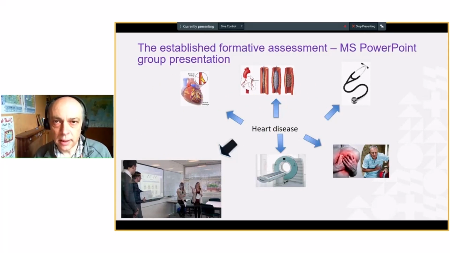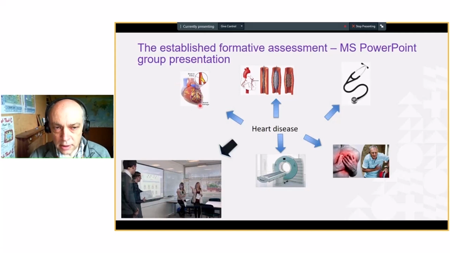Okay, so the established formative assessment we had in the second year of the undergraduate program was based around looking at a particular module where students had to look at a particular disease, in this case heart disease, or coronary artery disease in fact, and think about how to present this topic area to the group of students. So ordinarily we have students down here presenting in a group the fruits of their research in heart disease, for this example.